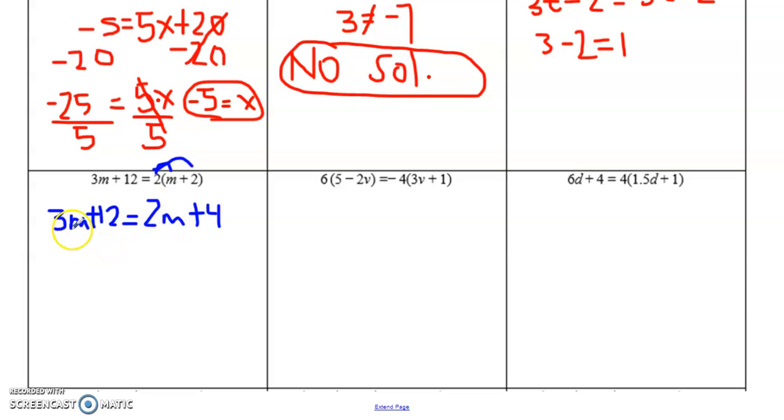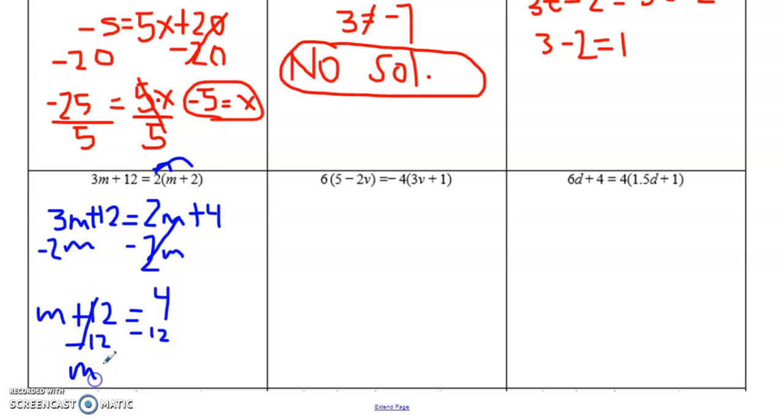Now we've got m's over here and m's over here, so we need to combine them. So I'm just going to subtract 2m on this side. 2m minus 2m is 0, which leaves us with 4. 3m minus 2m leaves us with 1m, and then plus 12. So now we need to undo our addition right here by subtracting. 12 minus 12 is 0, and then m equals -8, because 4 minus 12 is -8.